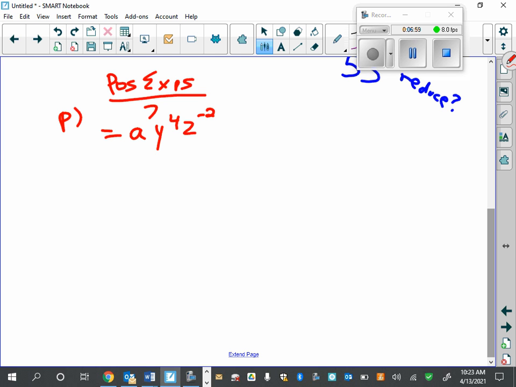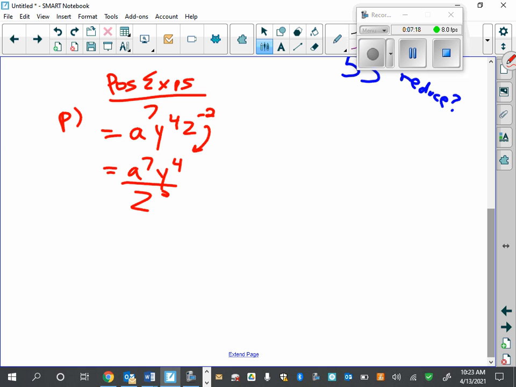Okay, so negative exponents go down to the denominator, or if they're negative exponents in the denominator, they go up. So this one, just simply the z part goes down, everything else stays the same. So that's positive exponents.